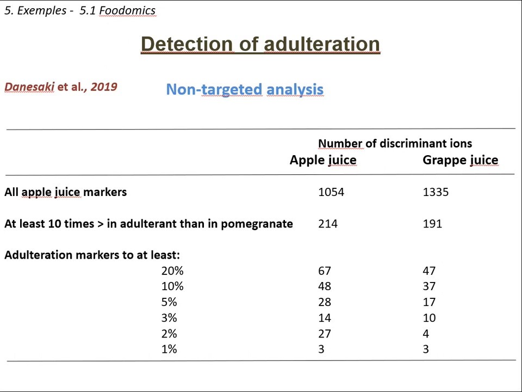So if you only have 1% of apple juice, you will have only 3 markers. And for 1% of grape juice also, you will have only 3 markers. But if you go up to 20% adulteration, you'll find 67 markers of apple juice and 47 markers of grape juice. So, in fact, this is more interesting than just the targeted analysis, because here you have a wider spectrum of potential markers to detect frauds.